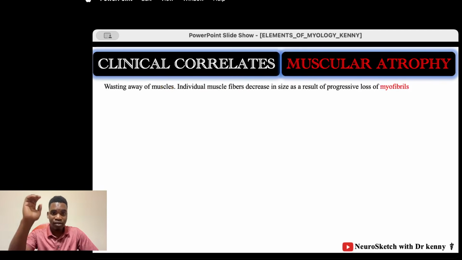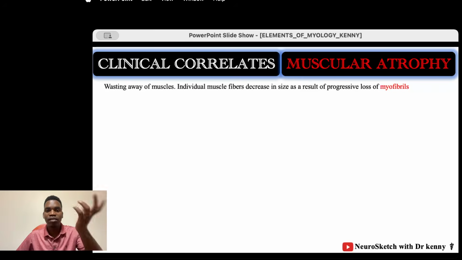So we have a clinical correlation here, and it is about muscular atrophy. Remember, we have atrophy and hypertrophy. I think you guys remember, because we've been discussing the theory of evolution of man. So we know the law of use and disuse. We'll be discussing this terminology, hypertrophy and atrophy, the law of use and disuse.